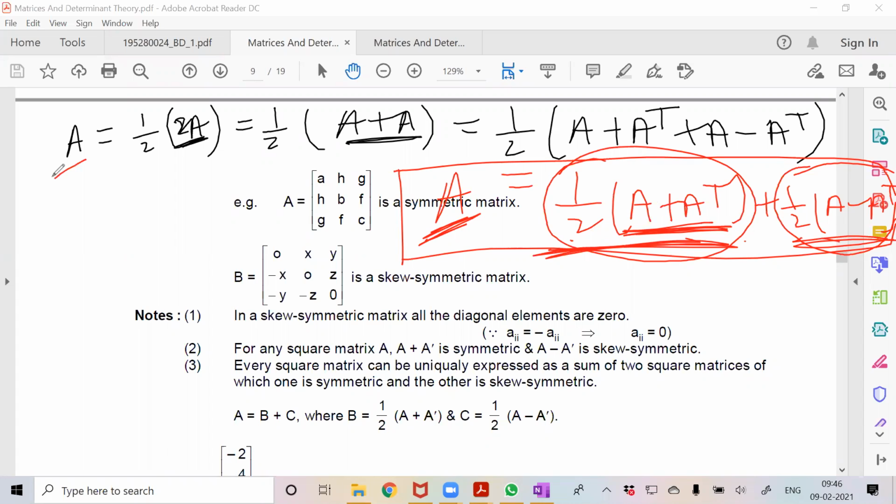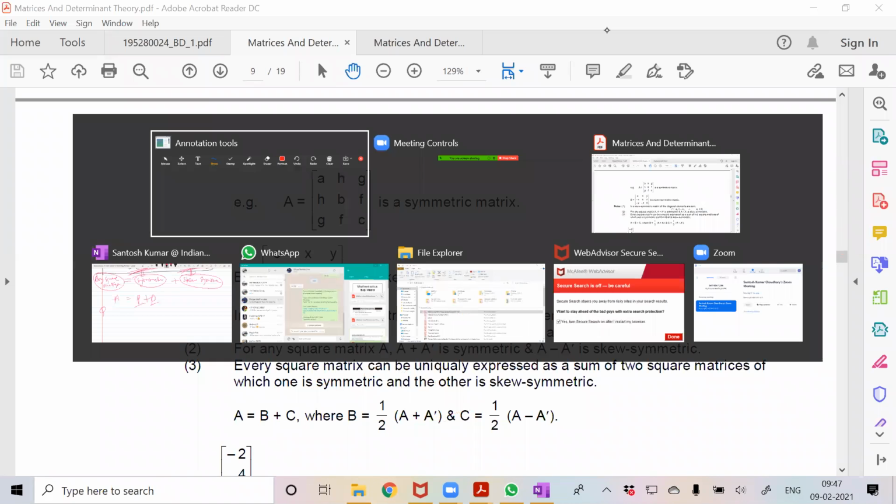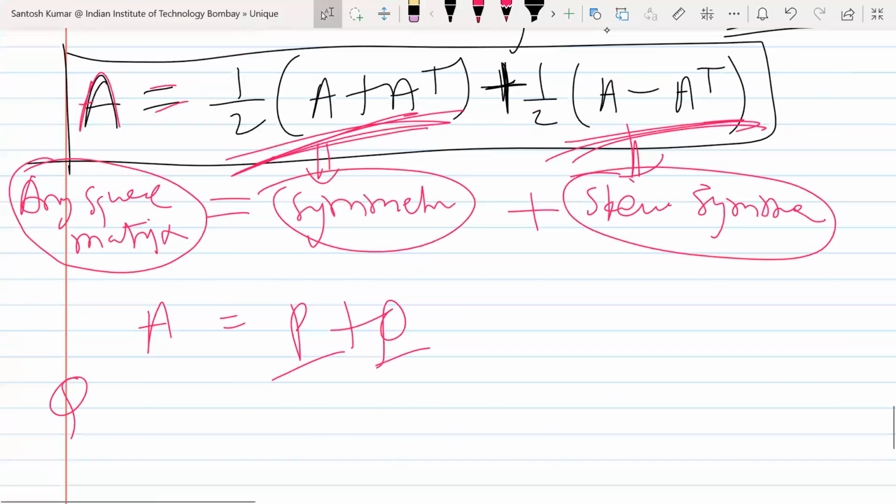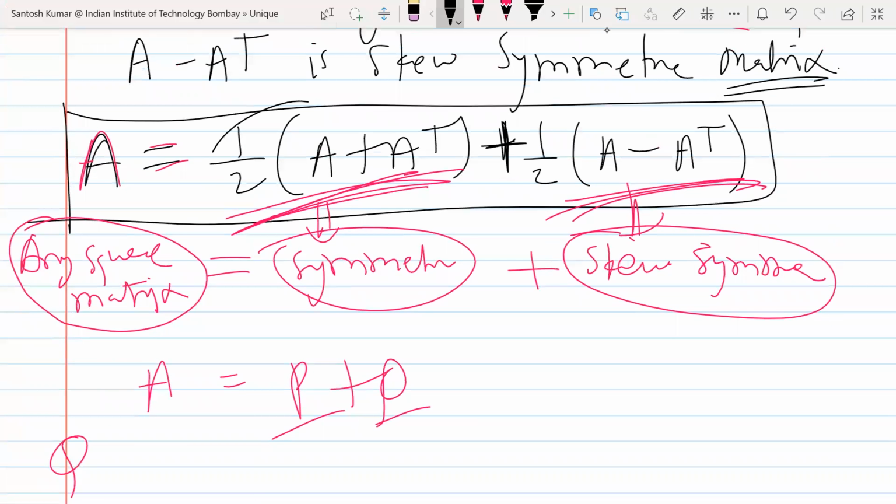Or I started with LHS; you can start with RHS. You start solving RHS, take half common, and at last you will get A only. That also can be justified. So you just simplify the RHS, and you will get equal to A. That's why half. Okay.